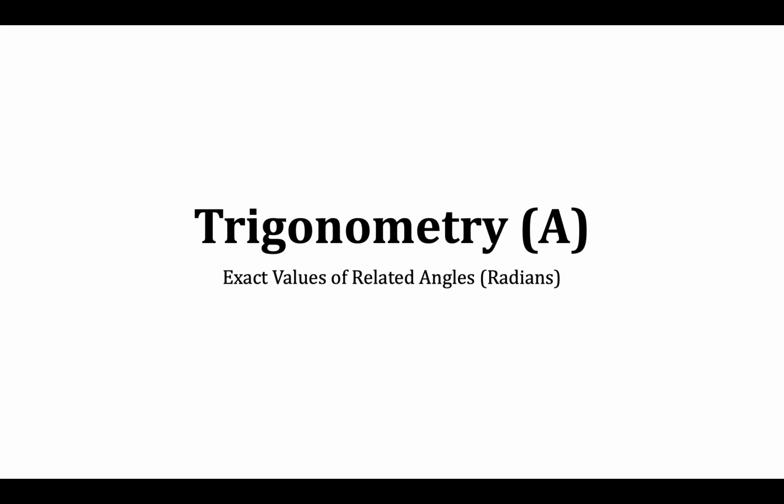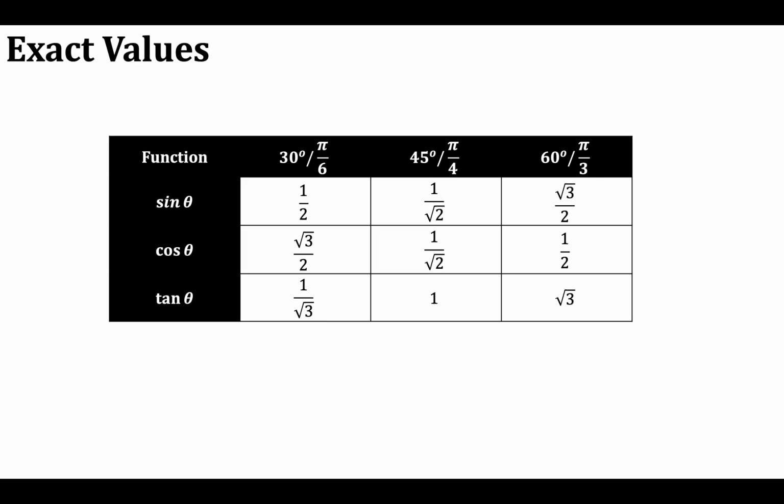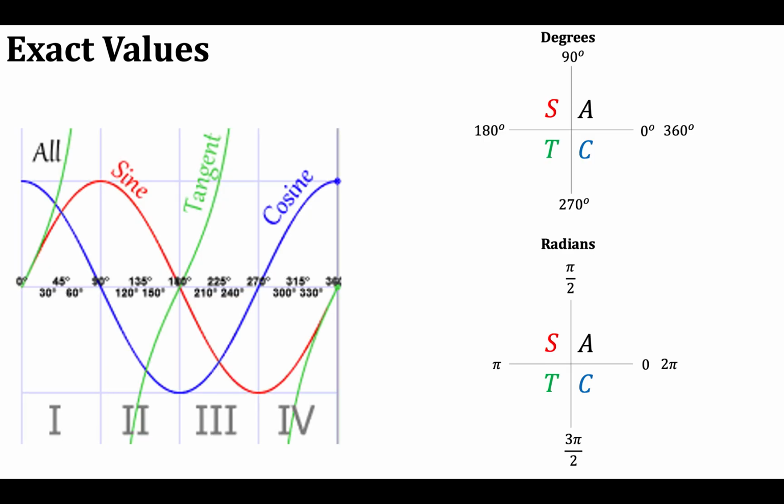So in this video, we're going to be looking at exact values of related angles again. This time, we just have a focus on radians. So again, you should have learned these by now. So if you don't know them, you need to learn them. And at the start of the last video on exact values of related angles, where we looked at degrees, I reminded you of the graphs of the trigonometric functions and also the cast diagram. So that will be quite useful here as well.